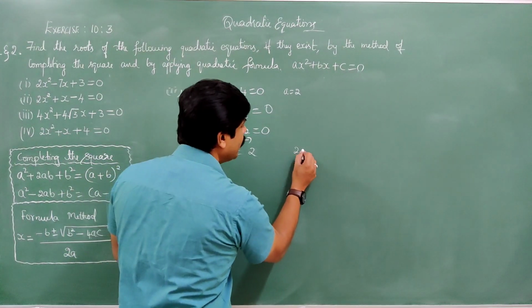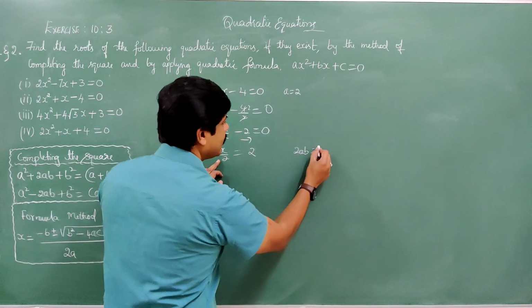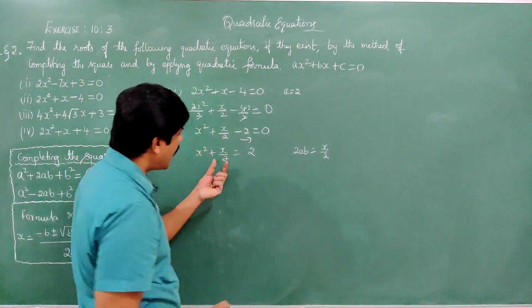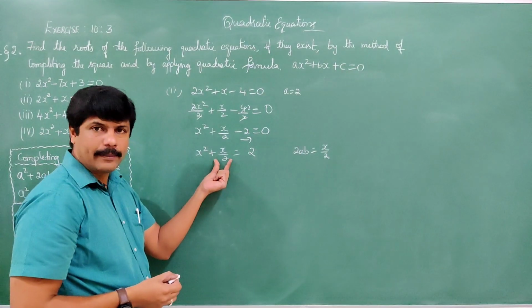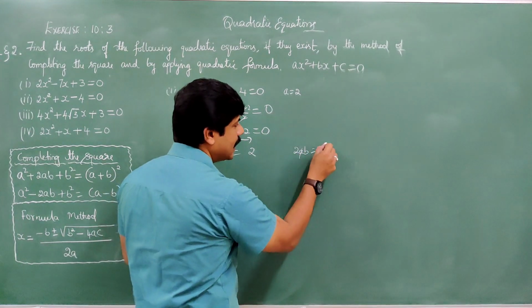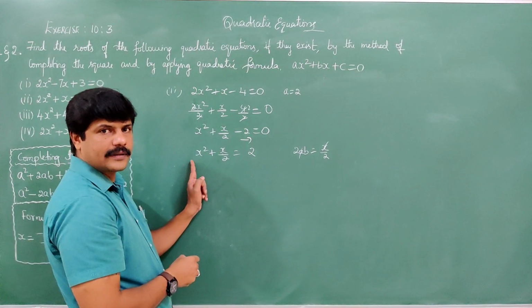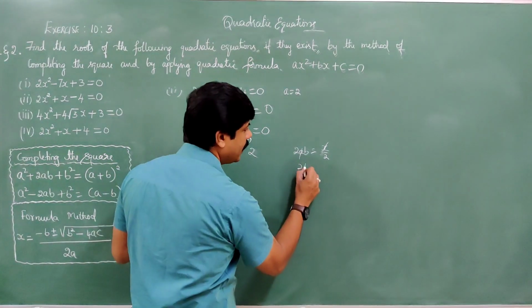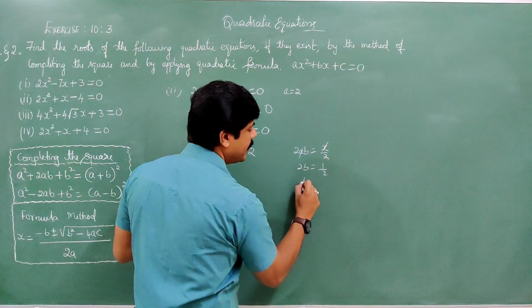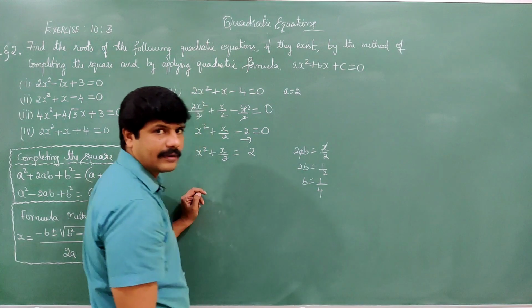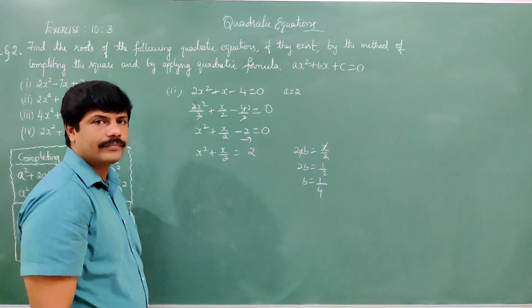Now compare this 2ab with x by 2. Always this term becomes 2ab. Understand? Now x and a are common, because a square is nothing but x square here, and 2b is equal to 1 by 2, so b is equal to 1 by 4. We have found b. Understand?